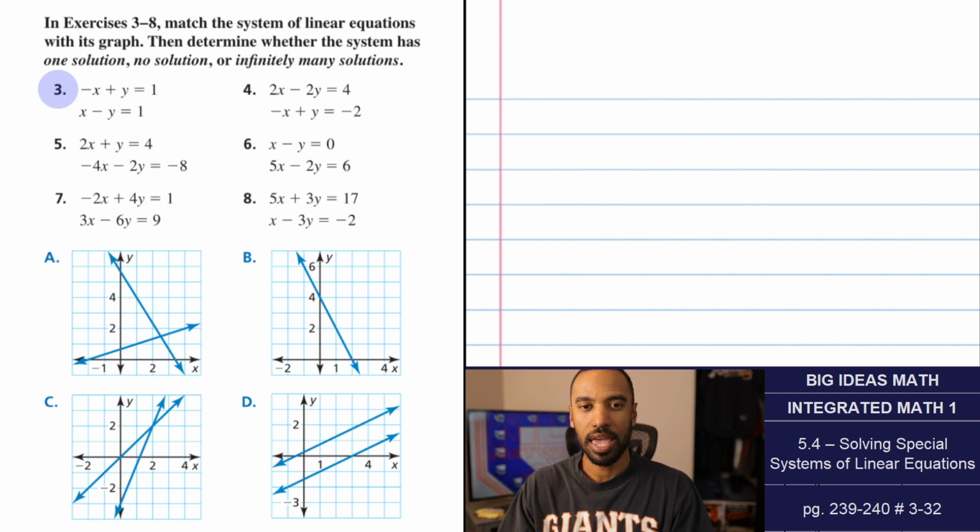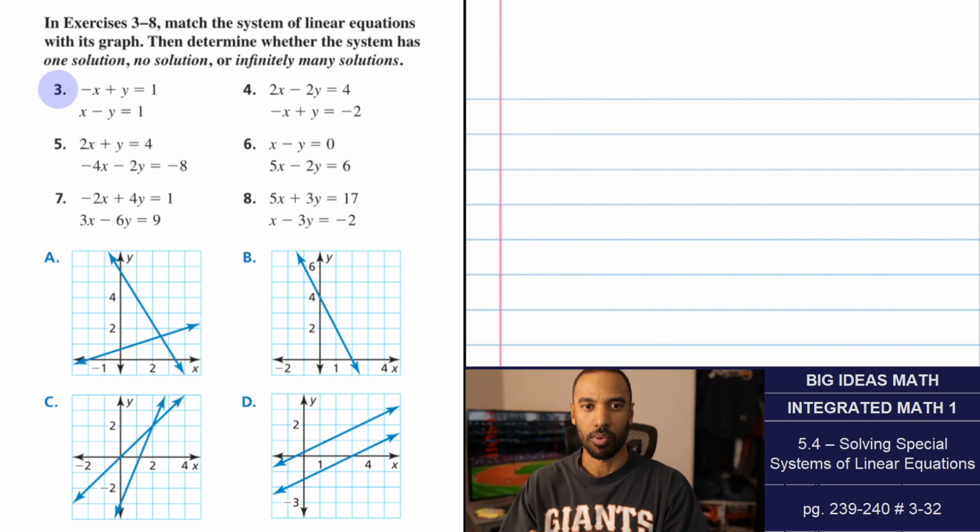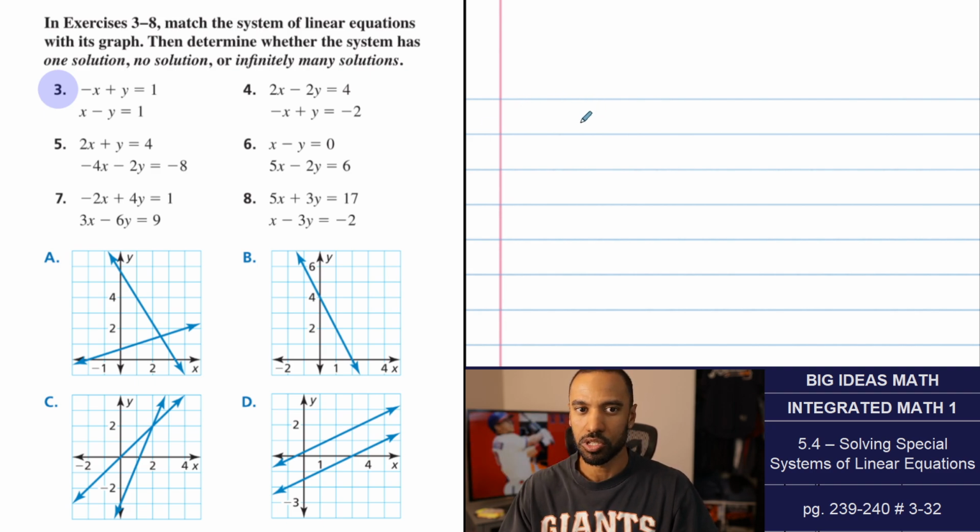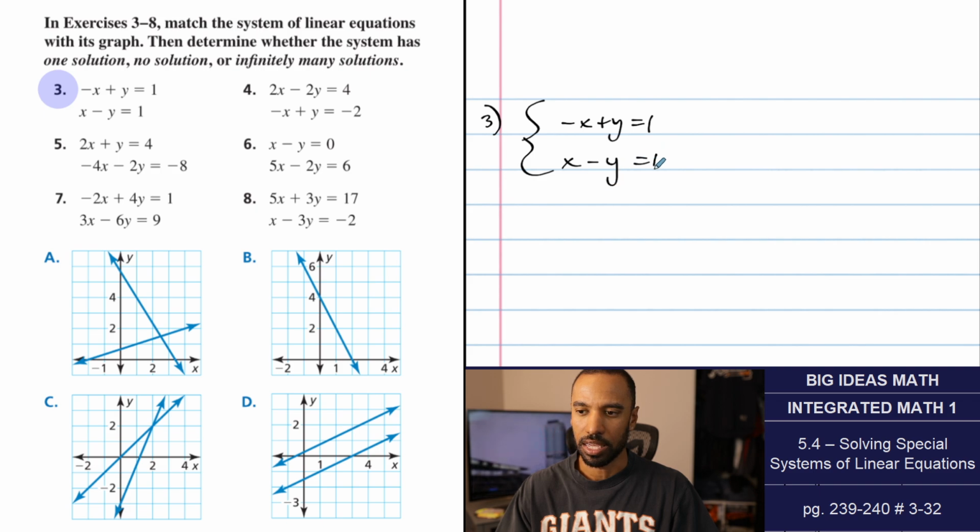In exercises 3 through 8, match the system of linear equations with its graph, then determine whether the system has one solution, no solution, or infinitely many solutions. So this is kind of solving by graphing, but without us needing to draw the graphs themselves. So on number 3, we have negative x plus y equals 1 and x minus y equals 1.